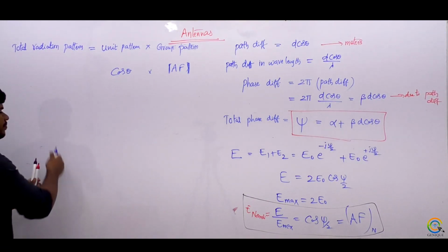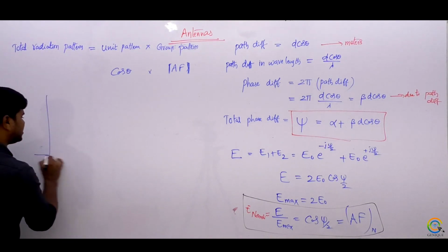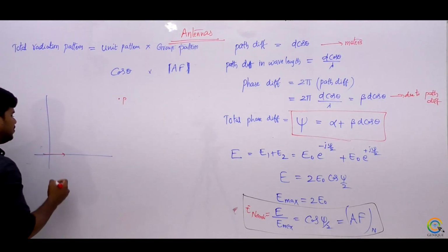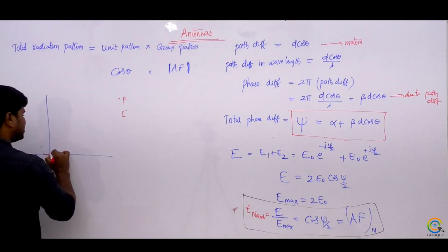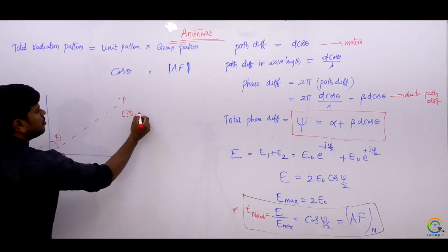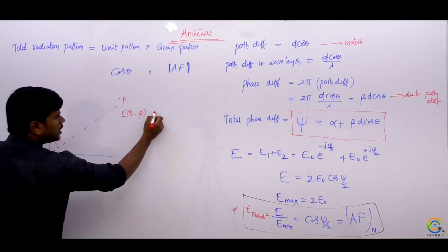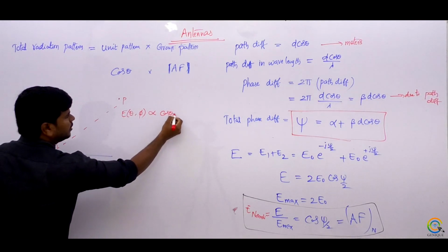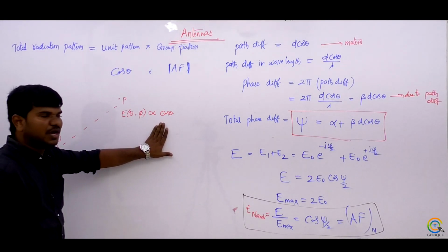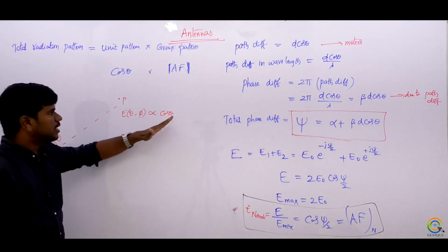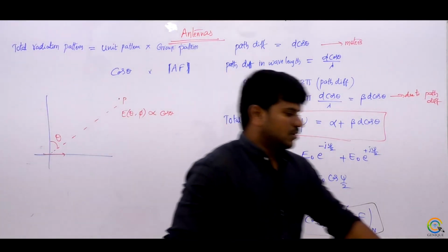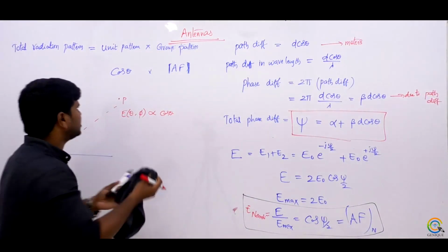Actually, if you take any current element, suppose a current element like this, here we have to find the field pattern. Suppose it makes some angle theta here. The E of theta comma phi, the radiation intensity, is proportional to cos theta, and you get the field like this due to the dipole antenna or any Hertzian dipole antenna. In that expression you will get this, so you have to remember this. This is called the unit pattern.